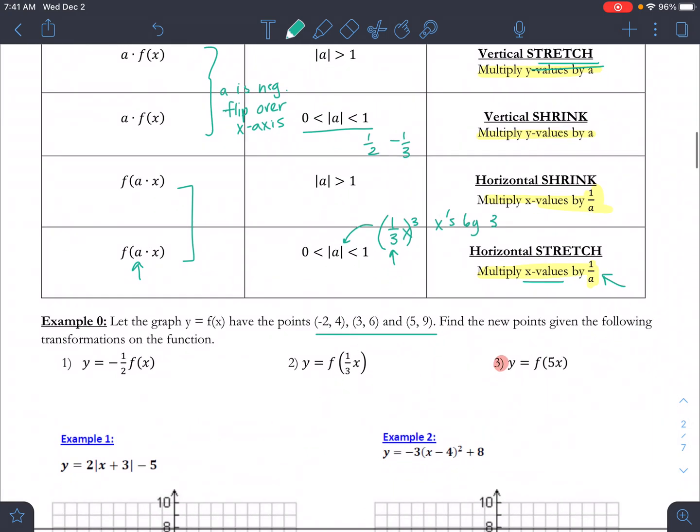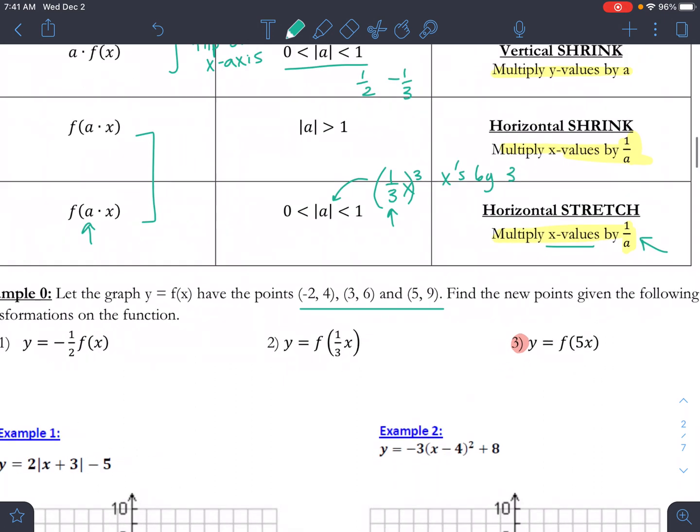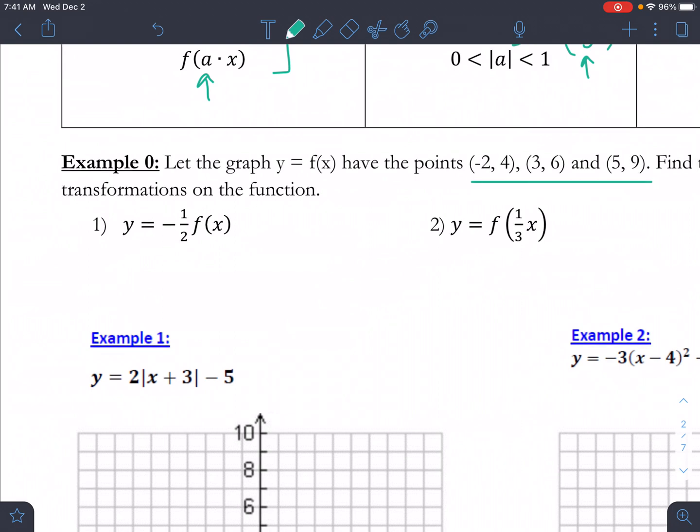Okay, so let's take a look at a couple examples. Example 0 here has 3 points. Find the new points if we transform this function. You need to decide what happens to these points if I have a -1/2 out front. Well, that means I multiply the y's times exactly what's out front. So whatever's out front, we multiply the y's: 4 times -1/2 would be -2, 6 times -1/2 would be -3, and 9 times -1/2 would be -9/2.